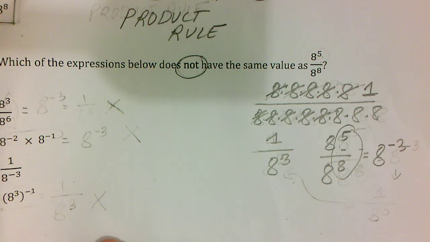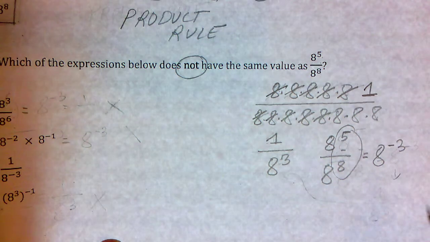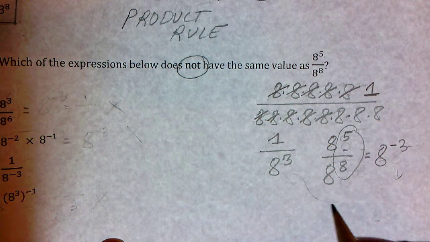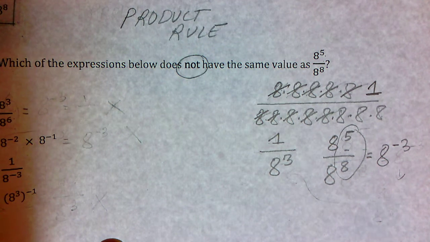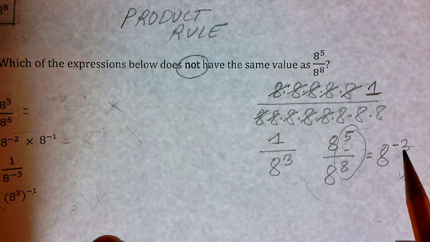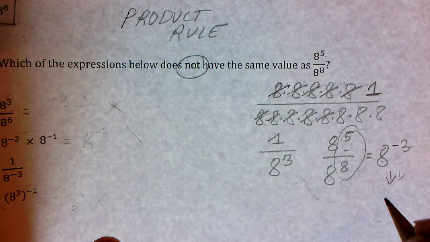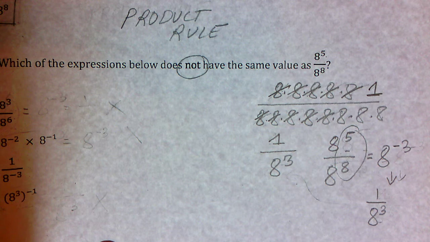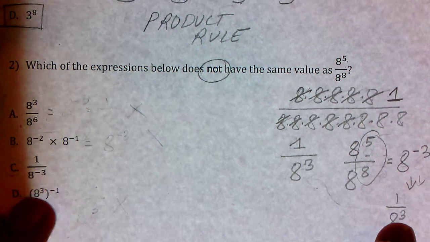8 to the negative 3rd is the same thing as 1 over 8 cubed. Remember, to resolve a negative exponent, I just rewrite as the reciprocal.